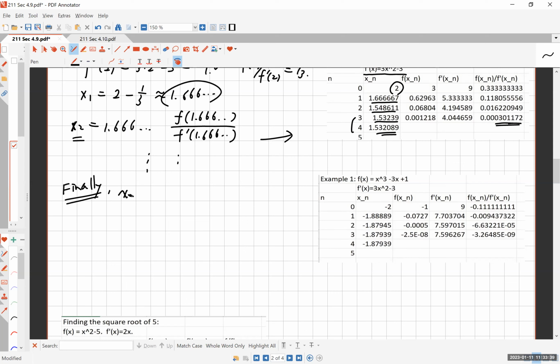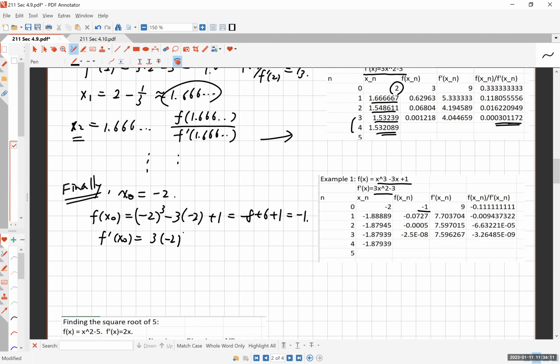All right, so let x0 be -2. Then f of x naught is -2 cubed minus 3 times -2 plus 1. That's -8 plus 6 plus 1, and that's -1. Then f prime of x naught is the derivative, so that's 3 times -2 squared minus 3, which is also 9 like before. And so the fraction of this divided by that will be -1/9.